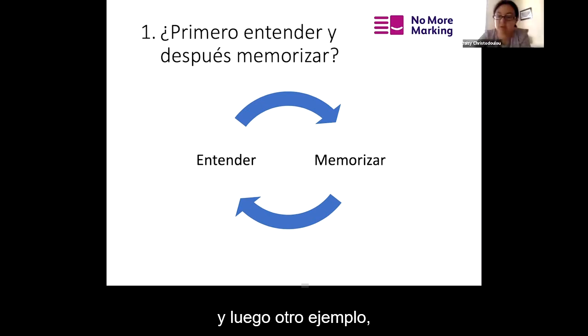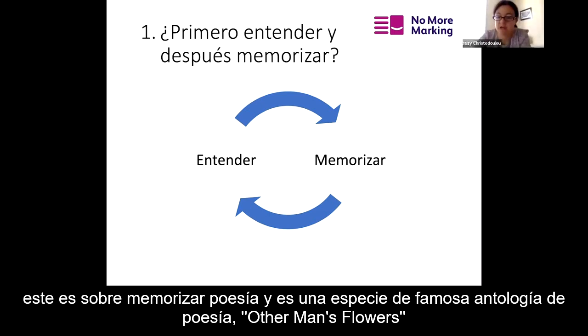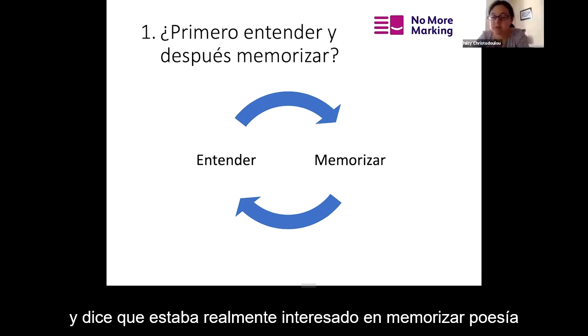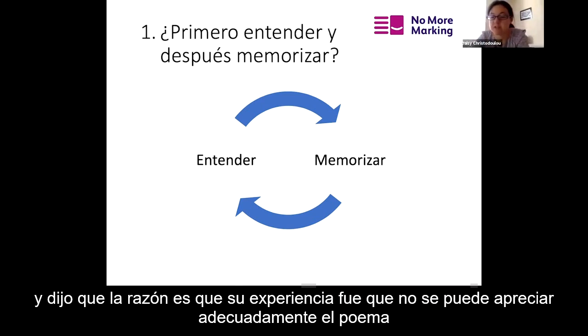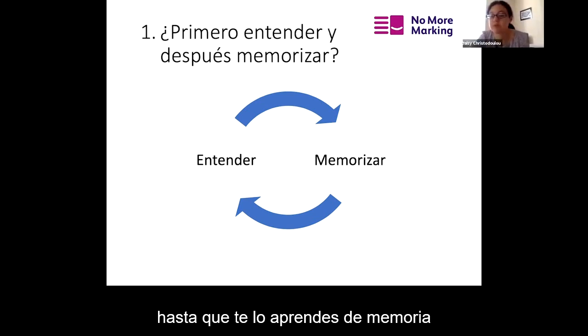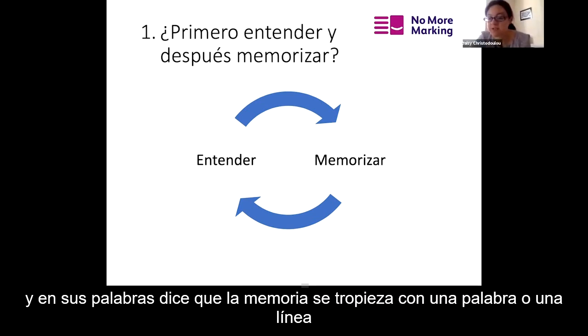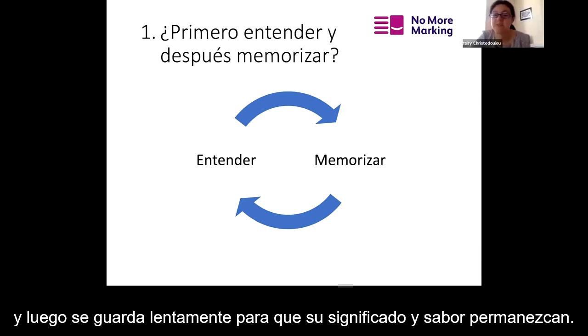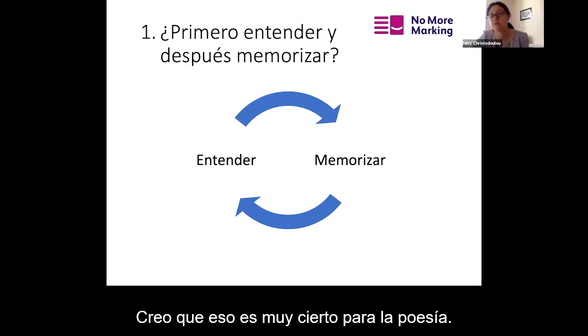And then another example, this is about memorizing poetry, and this is from a famous poetry anthology, Other Men's Flowers, by the British general in World War II, Archibald Wavell. He was really keen on memorizing poetry, and he said that the reason why is that his experience was you can't properly appreciate a poem until you've got it by heart. And in his words, he says, memory stumbles over a word or a line and wonders why the poet wrote it so, and then savours it slowly so that its meaning and relish may stay. I think that's very true of poetry as well.